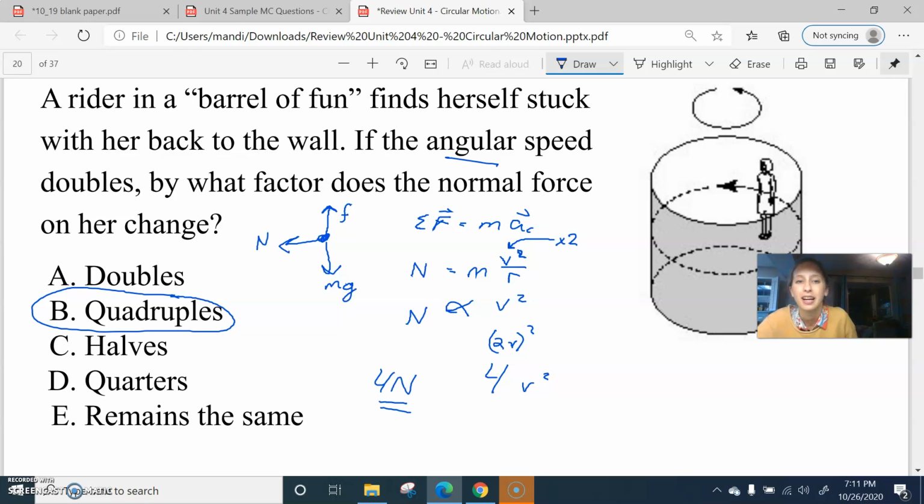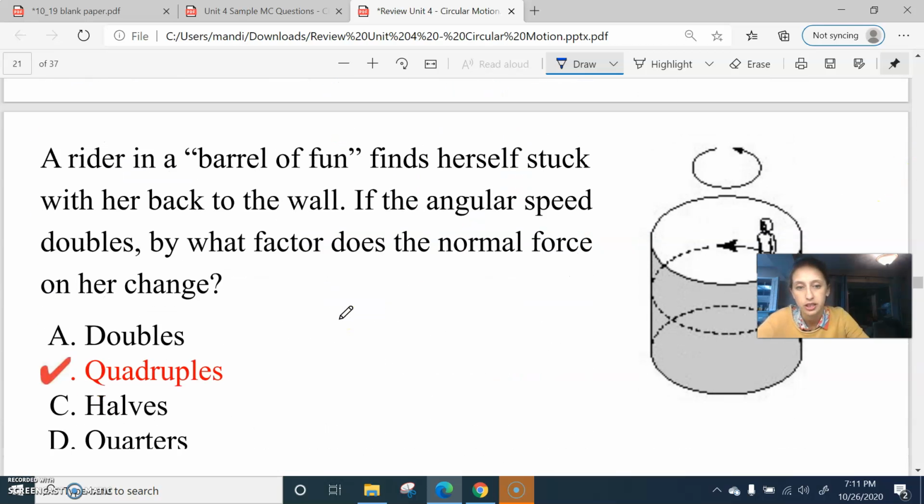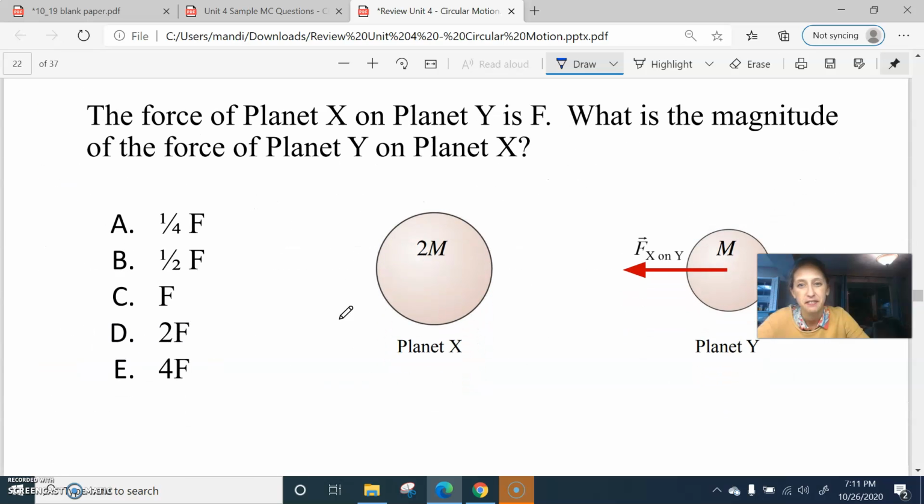Just gotta be careful if you're operating roller coasters. If you double the speed, you're 4 times the force. Could be dangerous.